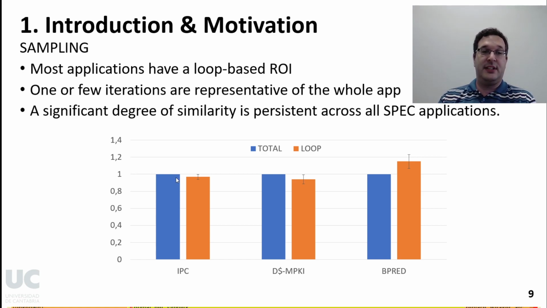Additionally, there is another significant result, which is the similarity between the average per iteration values and the results observed for the whole application execution. And this means that one or a few iterations are representative of the whole application, being a suitable candidate as a standard sampling region.